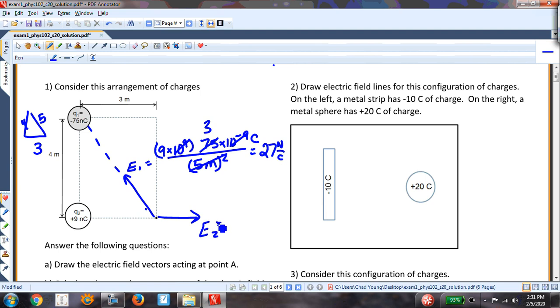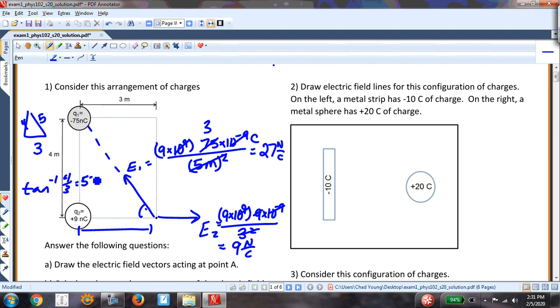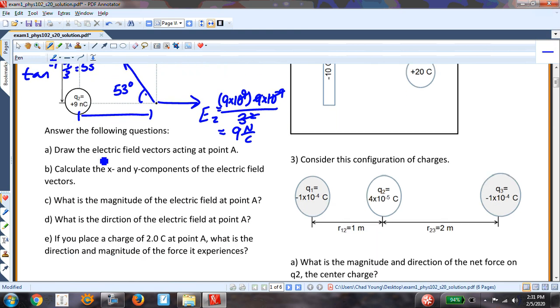And then I can do a similar thing for E2, divided by this distance right here, which is 3. Gives me 9 newtons per coulomb. So that's the magnitudes of E1 and E2, but then I also need to know this angle. To find that angle, you can say the inverse tan of 4 over 3, which is equal to, what's that, 53 degrees. You didn't have to do the inverse tan if you just said 53 degrees, that's fine. Okay, so that was for part A, and then calculate the x and y components of the electric field vectors.